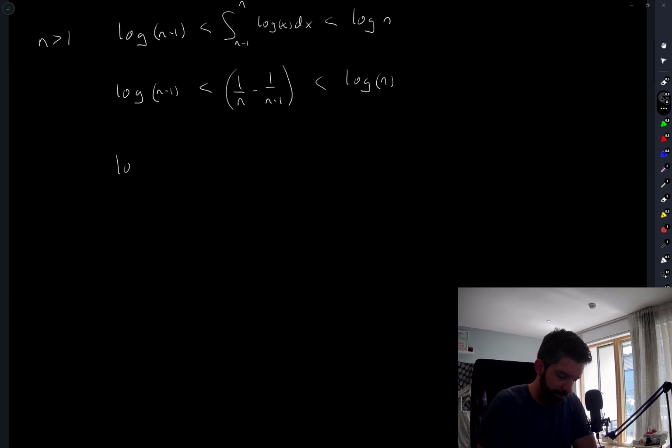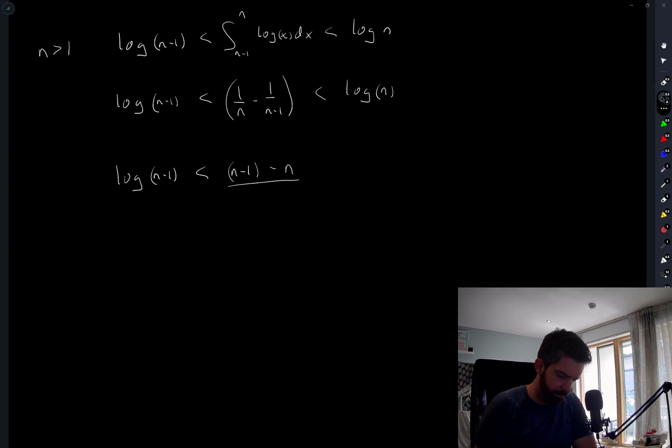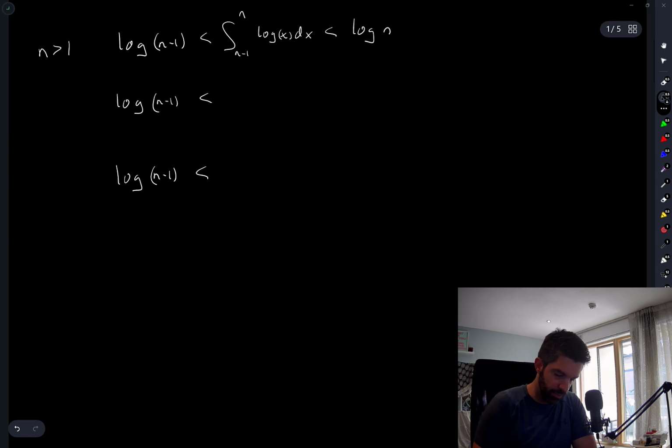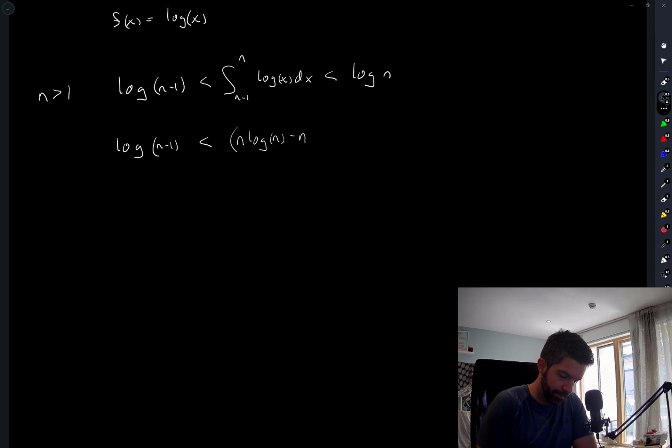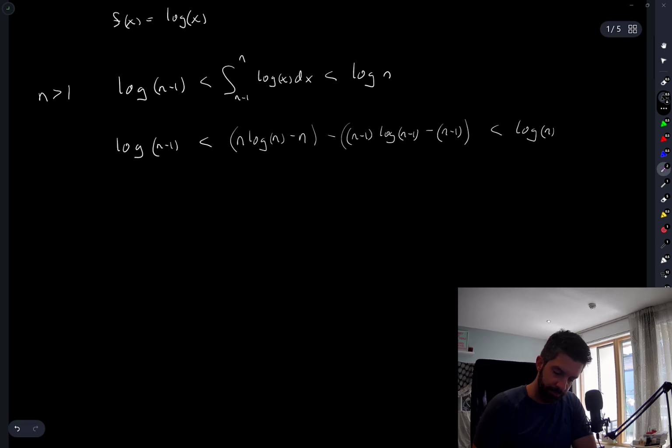Let's simplify what's in the middle of this inequality. Oh, what am I doing? This is not the right antiderivative. I'm mixing up integrals and derivatives here. So I think that should be the correct definite integral here. The antiderivative of log x is x log x minus x. Okay, so let's simplify what we have here.